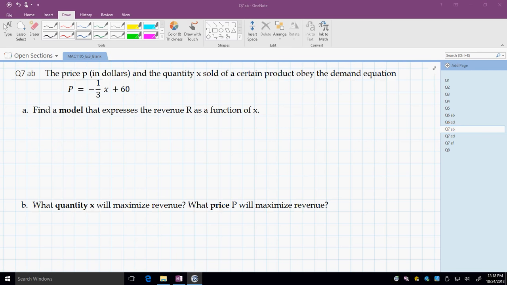Now we have question number 7. The price P in dollars and the quantity x sold of a certain product obey the demand equation. The equation is given: price equals negative 1 over 3 x plus 60. Now in letter A, they're asking us to find a model that expresses the revenue R as a function of x. We know that revenue is earnings that we bring in the company, and that is going to be the quantity times the price. The quantity is being represented by x and the price by P.